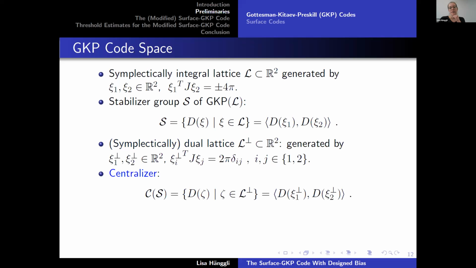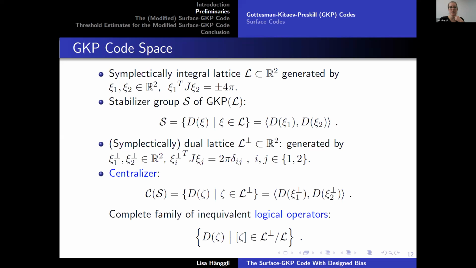So now the elements of the centralizer are logical operators in the sense that they leave the code space invariant, but they may or may not act non-trivially on it. Two elements of the centralizer have the same logical action if they differ by multiplication by a stabilizer, or in other words, if the difference of their corresponding vectors lies in the lattice L. This means that we get a complete family of inequivalent logical operators indexed by the set L-perp modulo L of cosets of L.